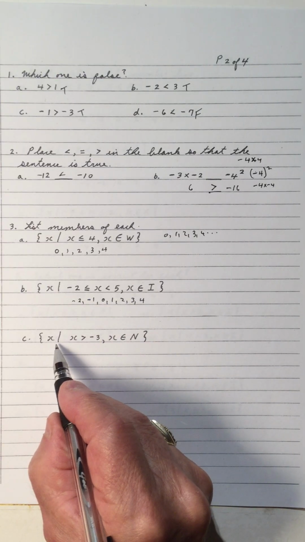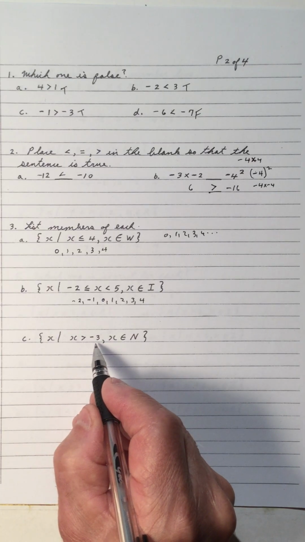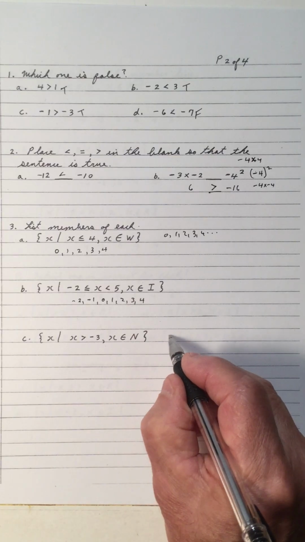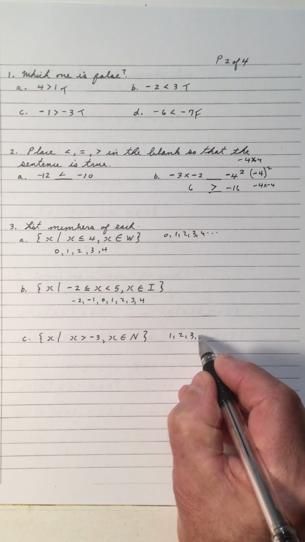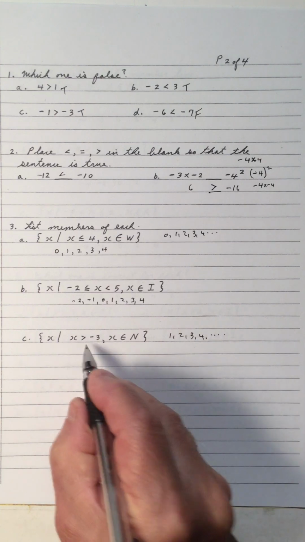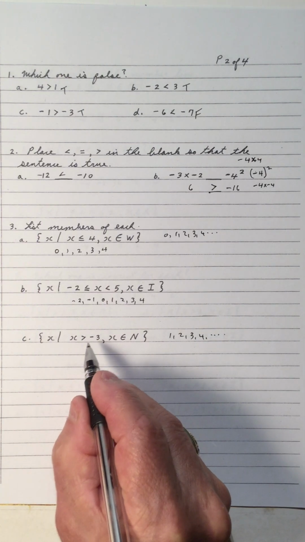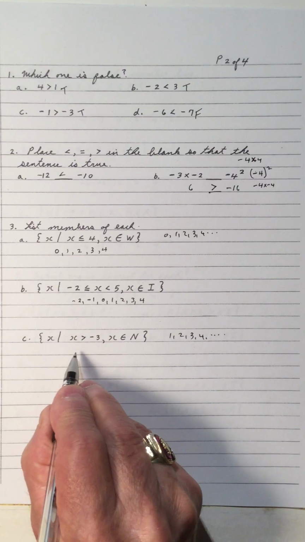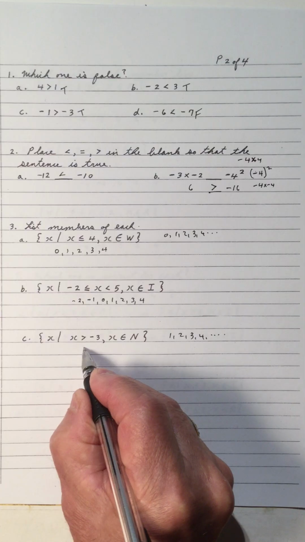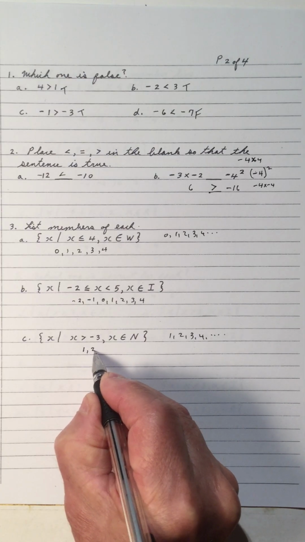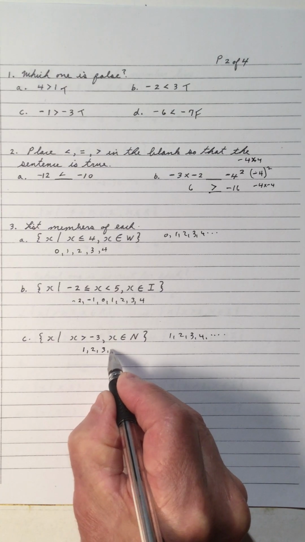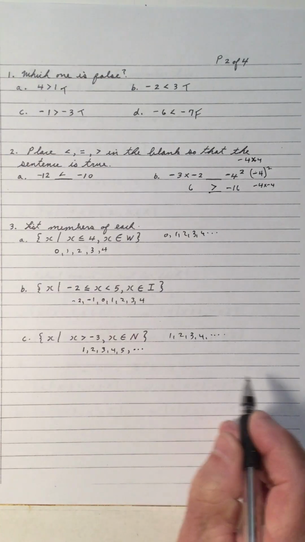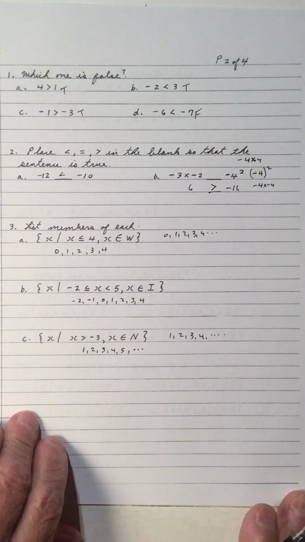And C is the set of all x such that x is greater than negative 3, where x belongs to the natural numbers. And the natural numbers are 1, 2, 3, 4, etc. So greater than negative 3, you can't have negative 3, you can't have negative 2, you can't have negative 1, and you can't have 0. But you can have 1, 2, 3, 4, 5, and we put 3 dots to indicate they're going on. So that's the natural numbers.